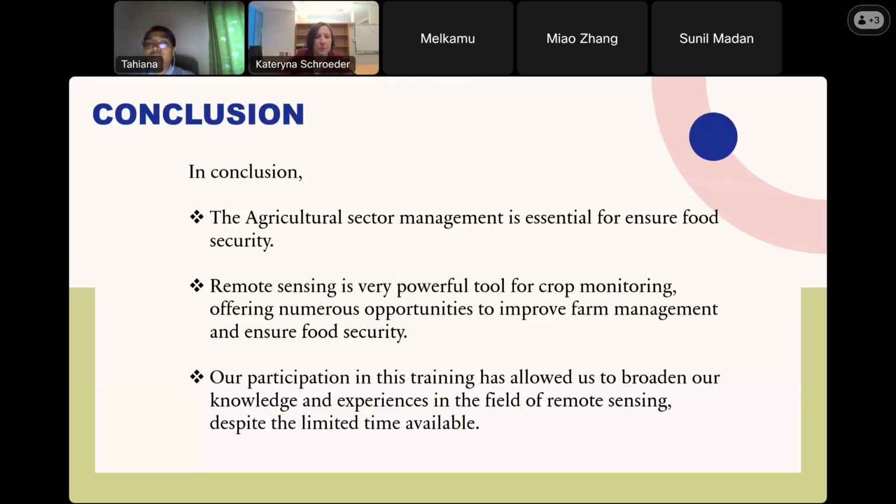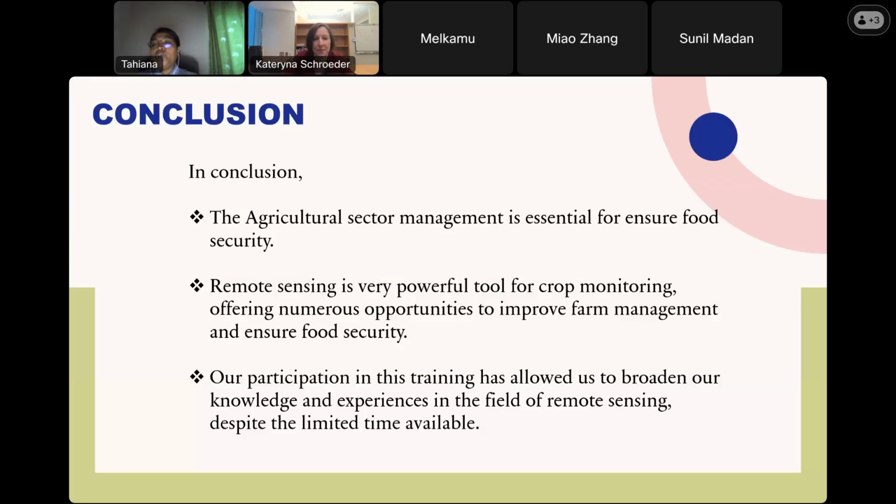In conclusion, agriculture sector management is essential for ensuring food security, and we think remote sensing is a very powerful tool for crop monitoring, offering numerous opportunities to improve farm management and ensure food security. Our participation in this training workshop has allowed us to broaden our knowledge and experience in the field of remote sensing, despite the limited time available.